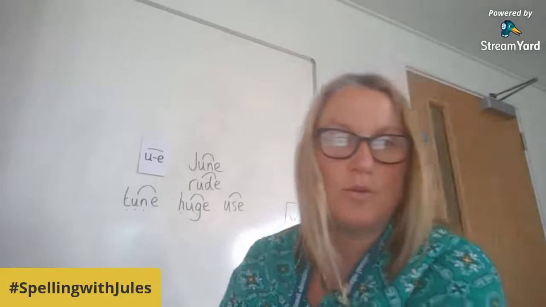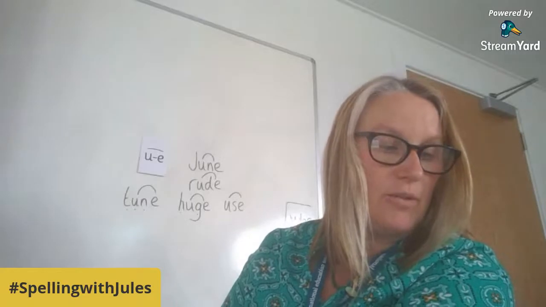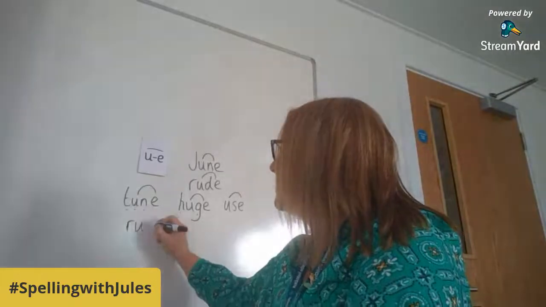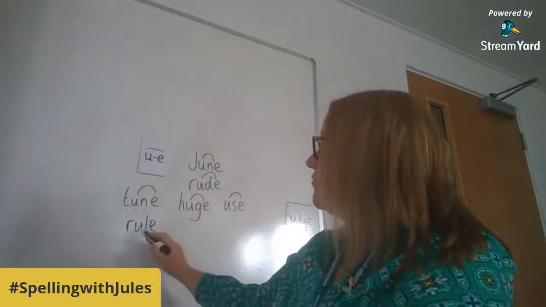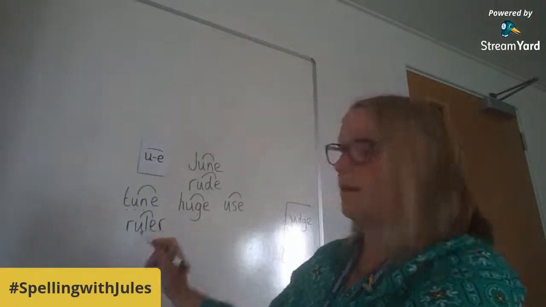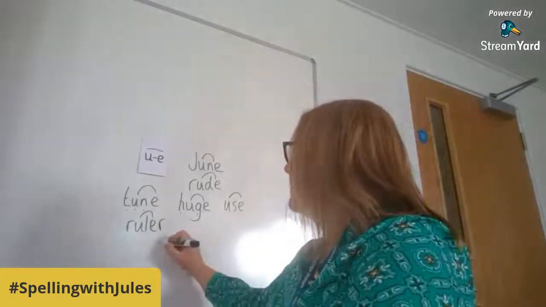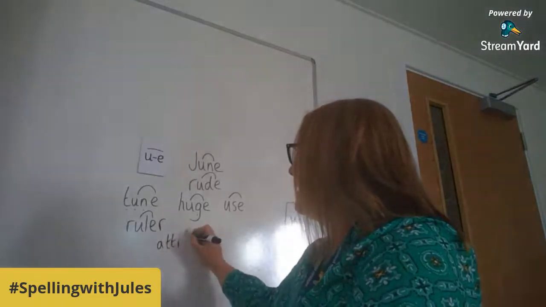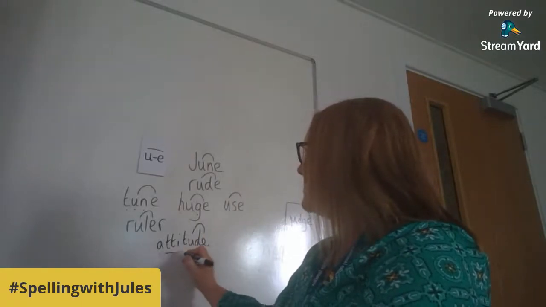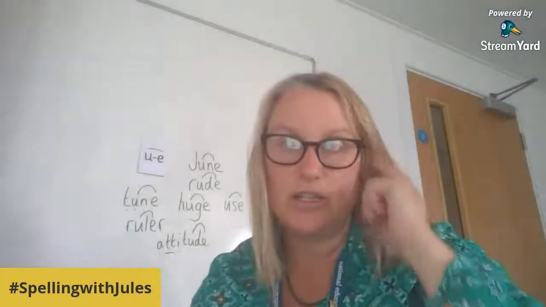Let's try and think of a few more. I was going to do things that we use in our classroom. So we use, or things linked to our classroom, ruler. You sometimes use a ruler. And actually that's got rule, and then just an R on the end to make your suffix. Ruler. So you use a ruler. You have to have in class a good attitude. So attitude. Okay, attitude. You have to have a good attitude.